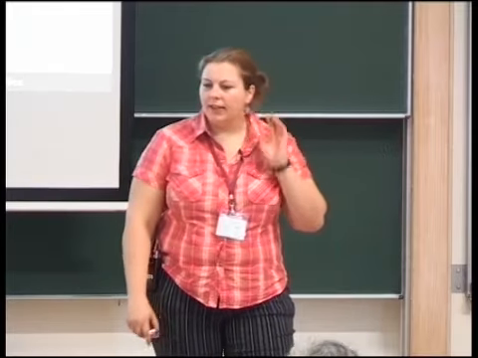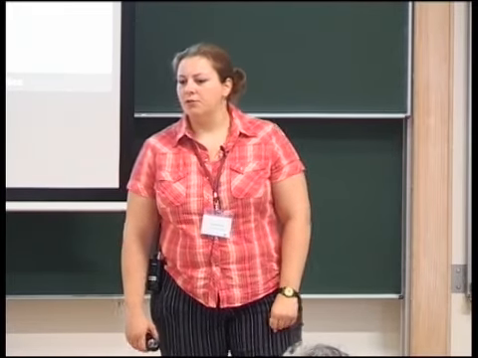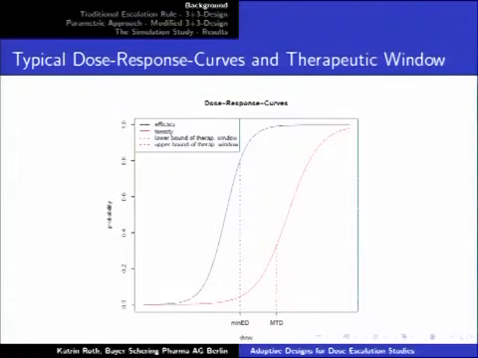Typically, if we are lucky, we have these dose response curves. The red one is for the toxicity and the black one for the efficacy. And hopefully the efficacy curve lies to the left of the toxicity curve, so we can define a therapeutic window. That's the space between the minimum effective dose and the maximum tolerated dose.